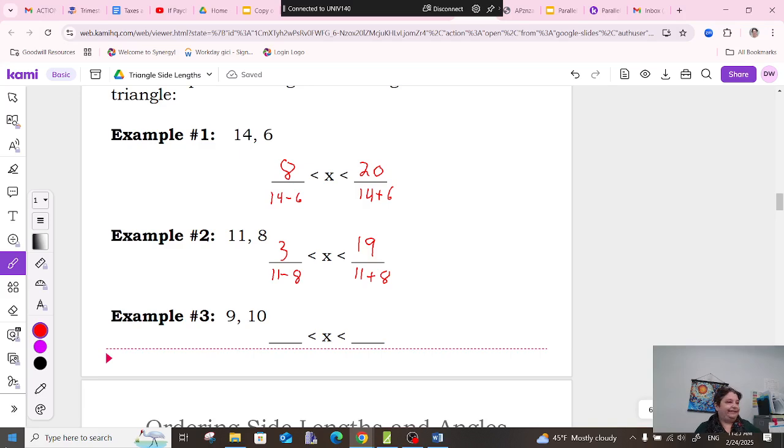So what did we get? 1 and 19. It has to be greater than 1, and it has to be less than 19 because you take 10 minus 9 and 10 plus 9.